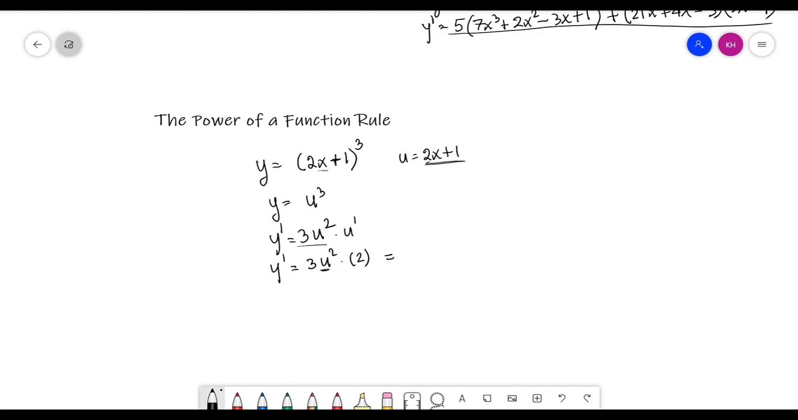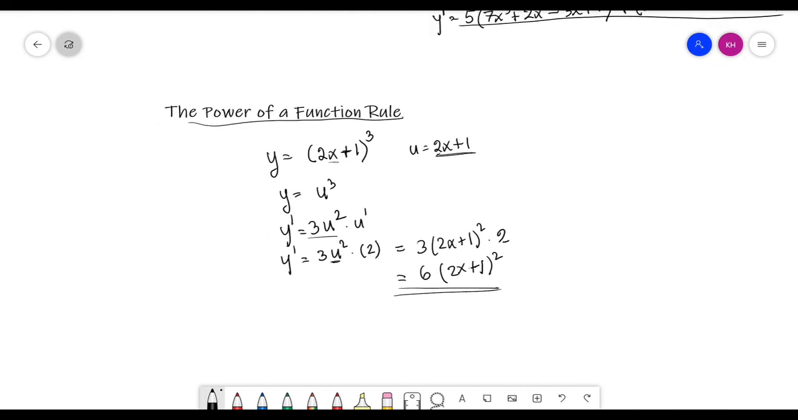So I'm going to get 3 times 2x plus 1 whole square times 2. Now I can simplify this. 6 times 2x plus 1 whole square. Now that's how you use the power of a function rule. So that is used when we have a function inside another function.